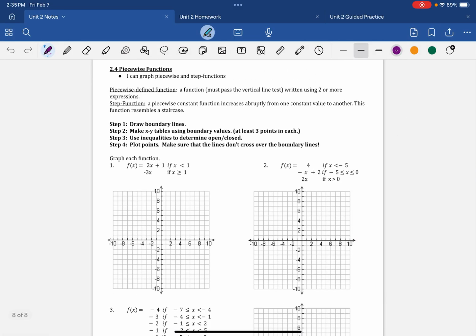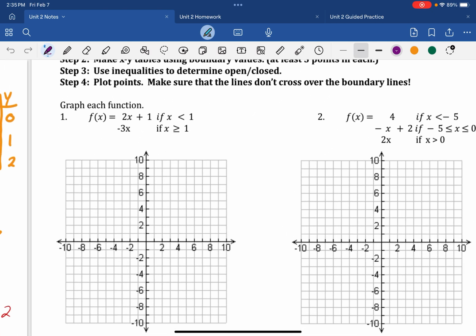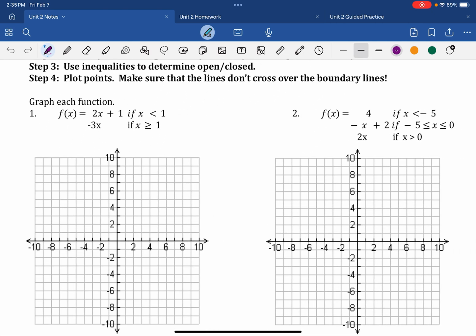Hey, as we begin section 4 in unit 2, what we're going to do is graph piecewise functions and something called step functions. So as I look at number 1, what we are going to do is draw a boundary line. The boundary lines are given by a statement that looks like this.